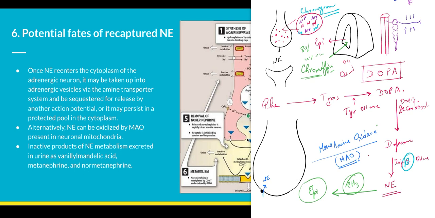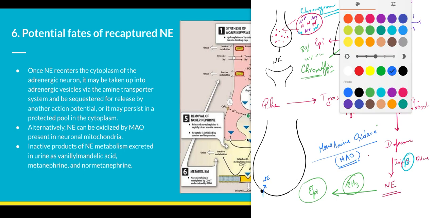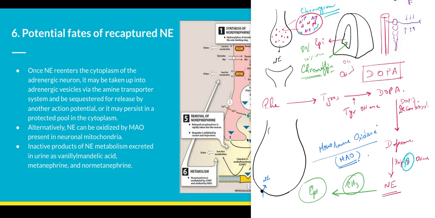There is one enzyme present in the mitochondria, the slipper shaped structures present in a cell. These mitochondria have these monoamine oxidases. Now these monoamine oxidases oxidize this norepinephrine. Okay, so this is one way.